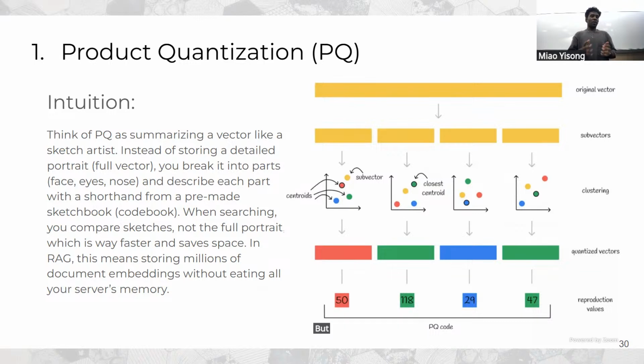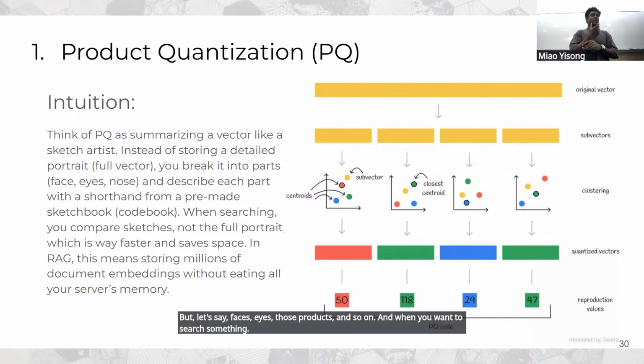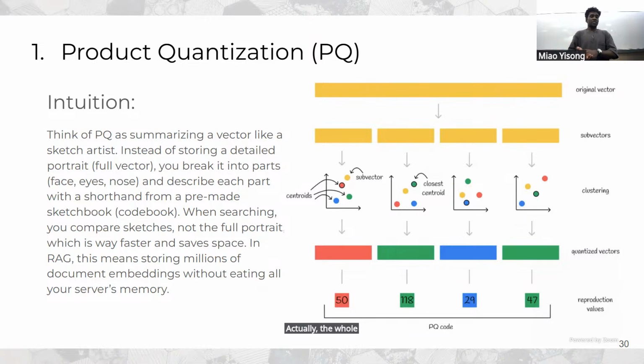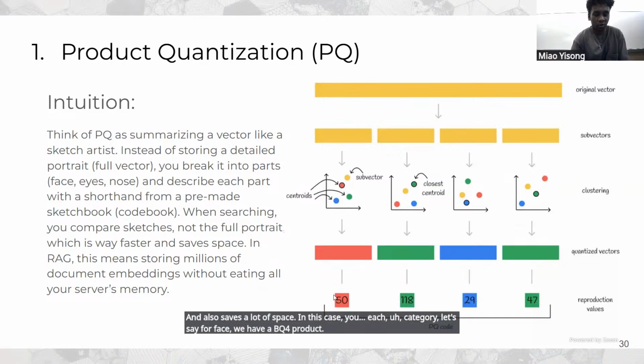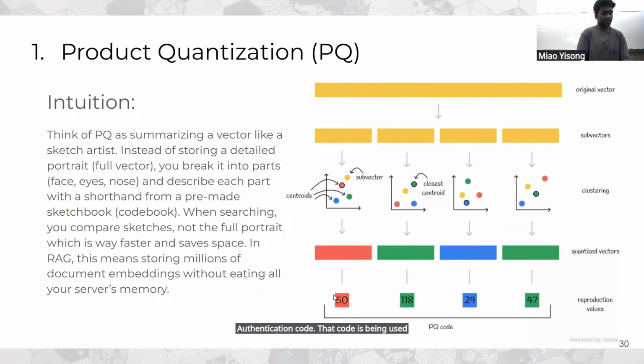But in general, product quantization uses the analogy that, let's say you want to remember a bunch of faces. Instead of remembering each face, you split the faces into small parts, called, let's say, eyes, nose, mouth, and so on. And when you want to search something, you use the specific small parts to search rather than the whole face, which is way faster and also saves a lot of space. In this case, each category, let's say for face, will have a PQ code or product quantization code. That's what is being used to search these faces faster.